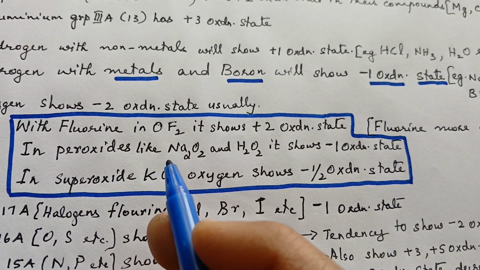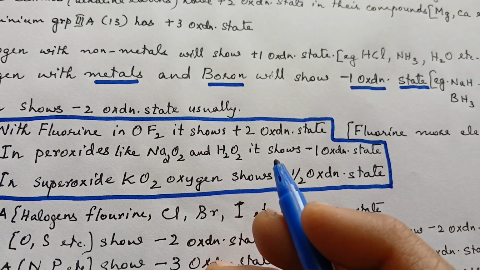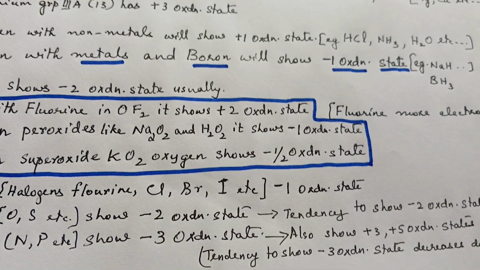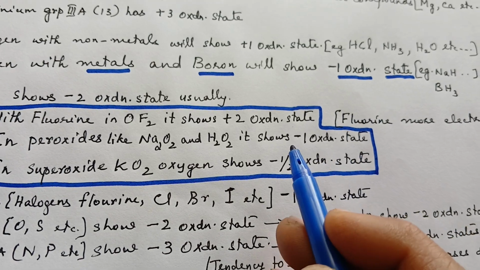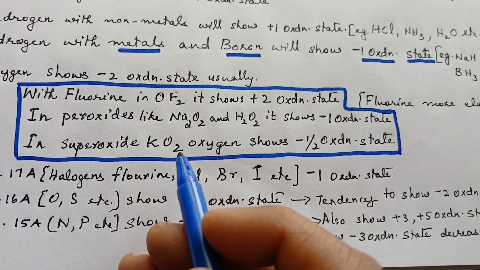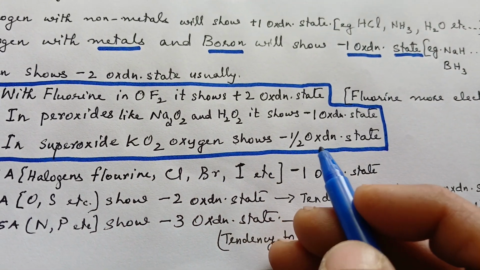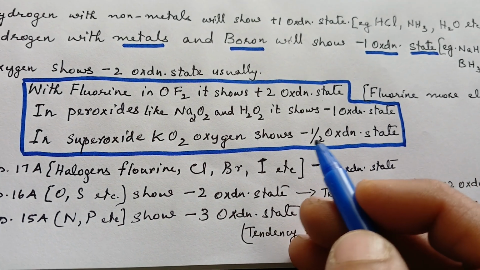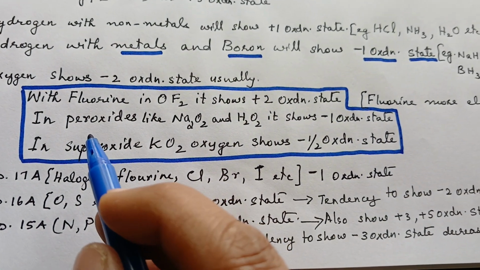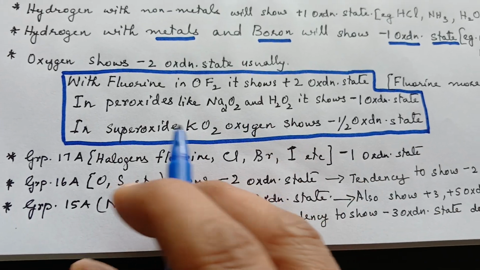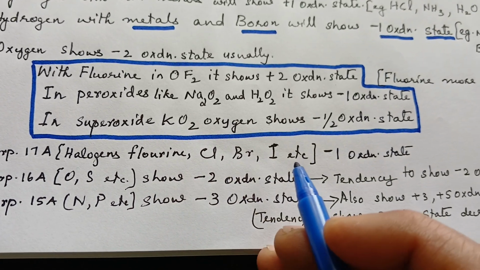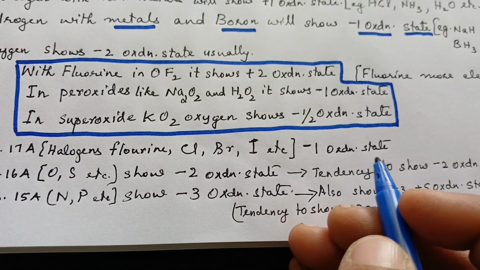In peroxides like sodium peroxide, hydrogen peroxide, etc., it shows -1 oxidation state. You know, in peroxides the bonding is different. Oxygen-oxygen bonding is there. In superoxide like potassium, KO2, oxygen shows -1/2 oxidation state. It's a fractional oxidation state. So these are some exceptions while we are trying to find the oxidation numbers.